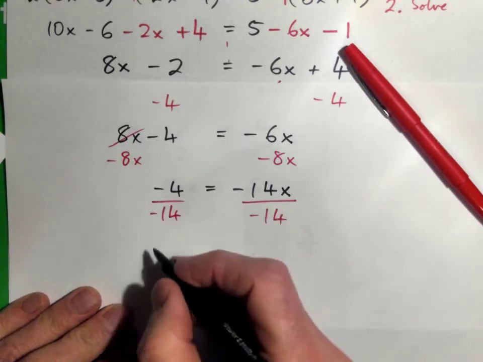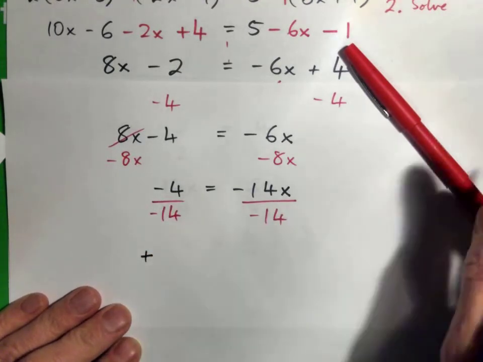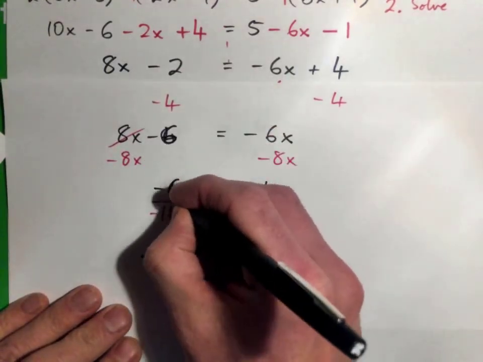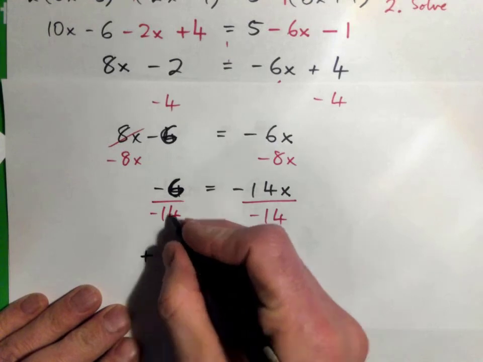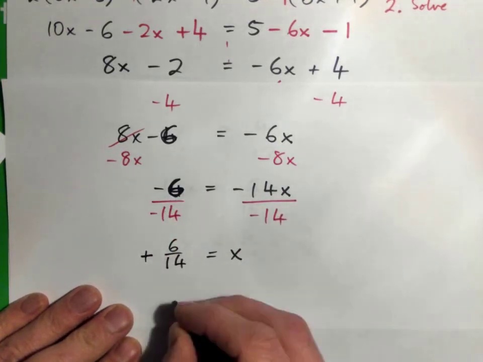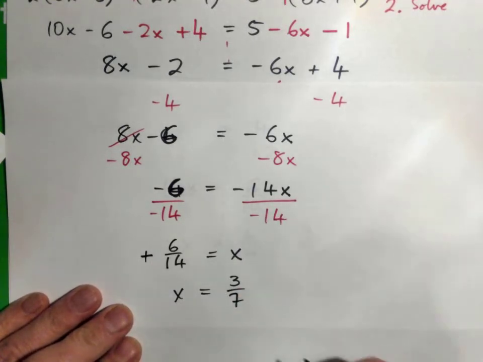And this is negative over negative, positive. And I made a mistake there, didn't I? Because this should be negative 2 minus 4, which should have been negative 6, not negative 4. Silly. That should be positive 6/14 equals x. Or same thing, 6/14 makes 3 sevenths when we simplify that fraction.